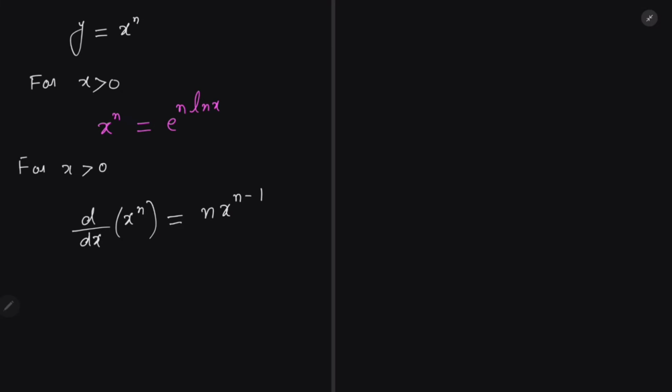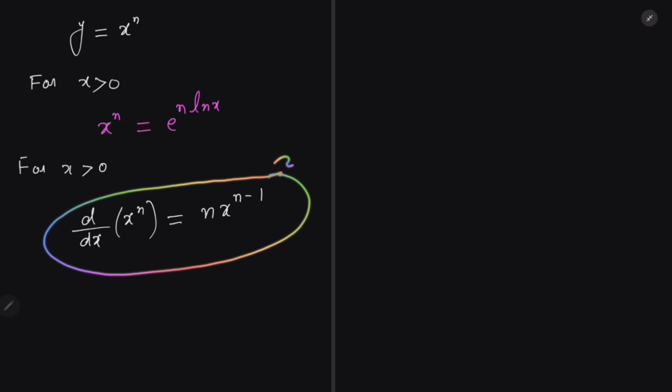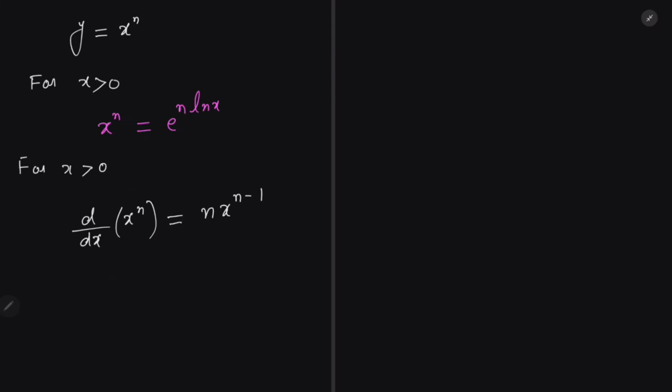If x is, for example, less than 0, then you have to adjust your derivative accordingly. Let me just prove it for you. We already proved this formula in the chapter where we discussed differentiation. Let me just prove it here differently.